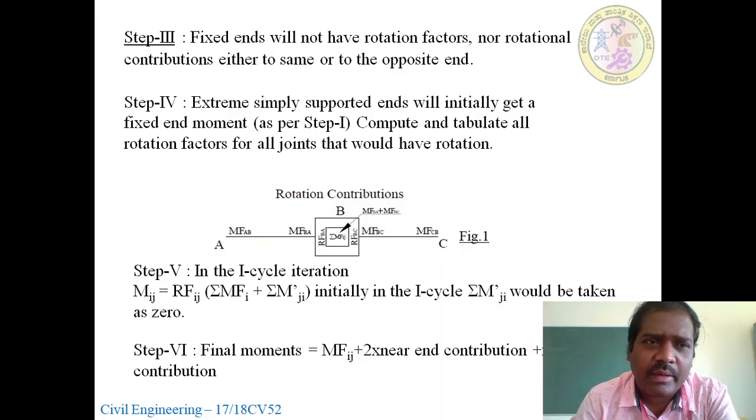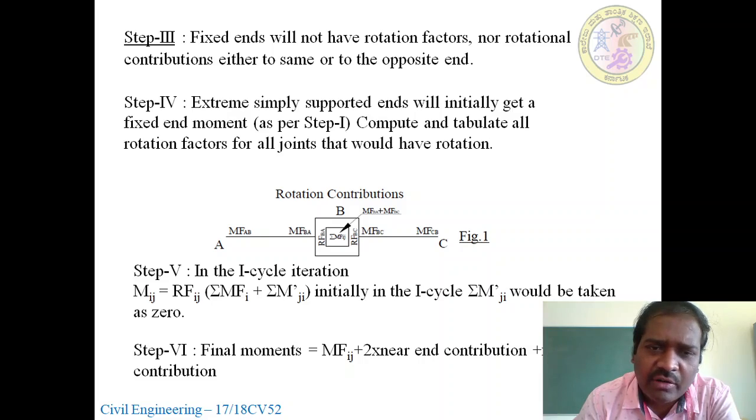Compute and tabulate all rotation factors for all joints that would have a rotation. So we have to take a flow diagram for that. Already it is shown in the figure. So in the figure, MFAB, MFBA, MFBC, MFCB. In the box, we have two rotational factors, one is RFBA and RFBC.